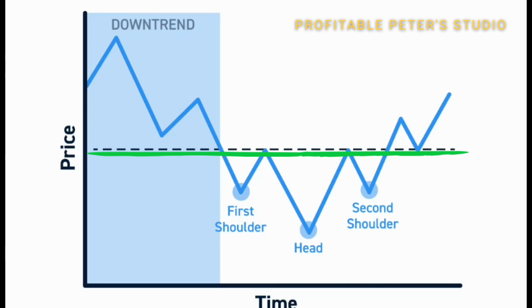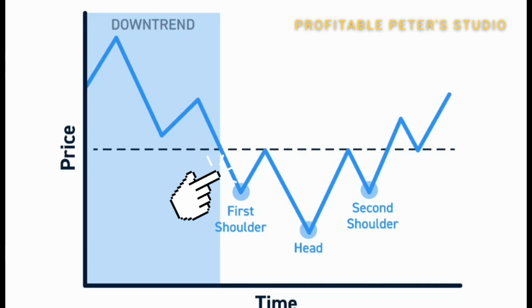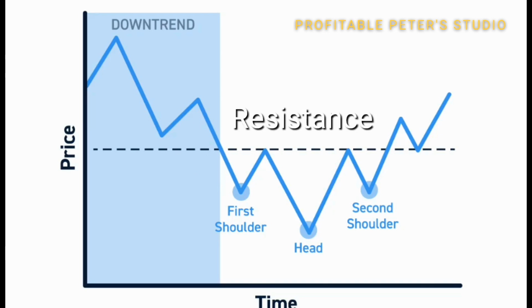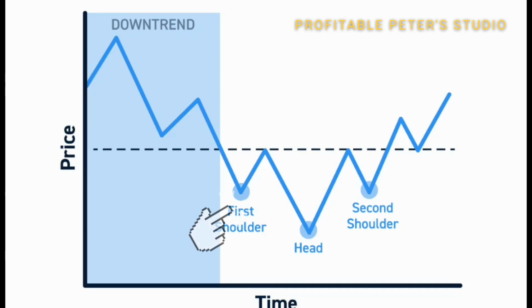This is a support. Previously it was a support, and then the sellers pushed the price and broke through the support, and this support then became a resistance. Now after breaking out of the support, it came back and retested this zone, this resistance that was support before, and so this is the first shoulder. It formed the first shoulder. Now when it gets to this resistance, the sellers here were strong, and they pushed the price down and formed a head. As you can see here, this is a head.